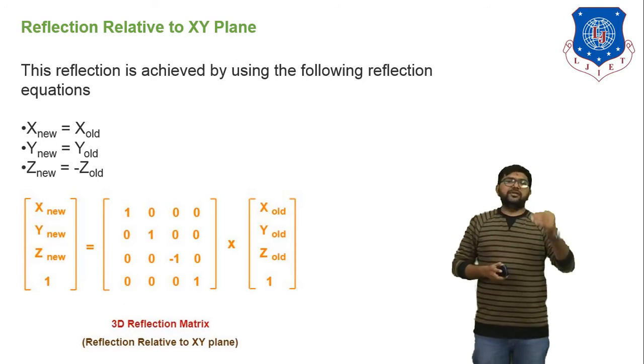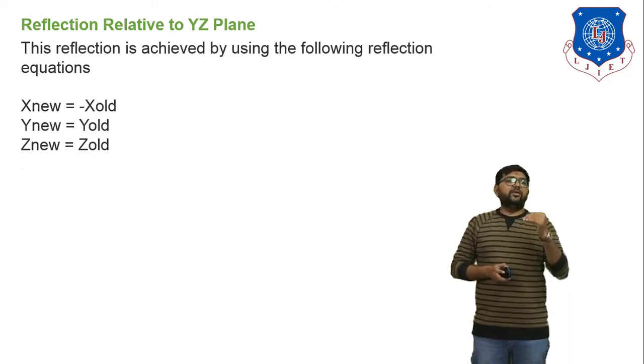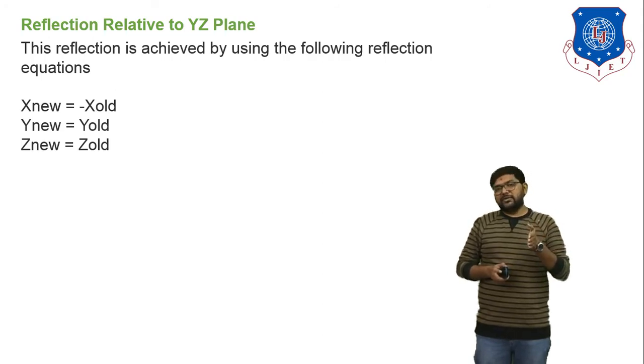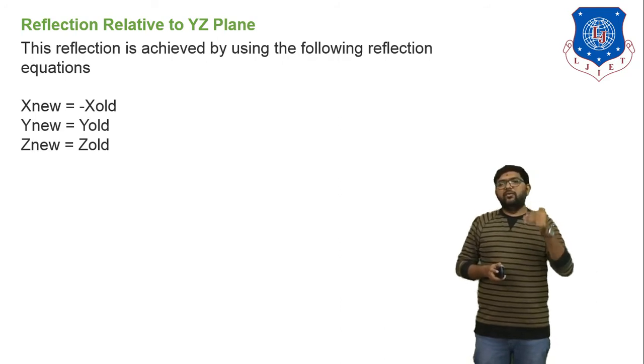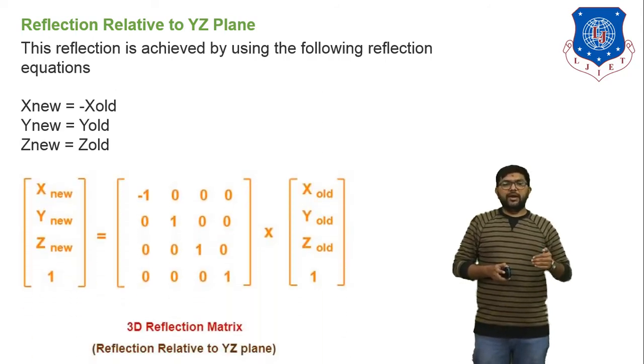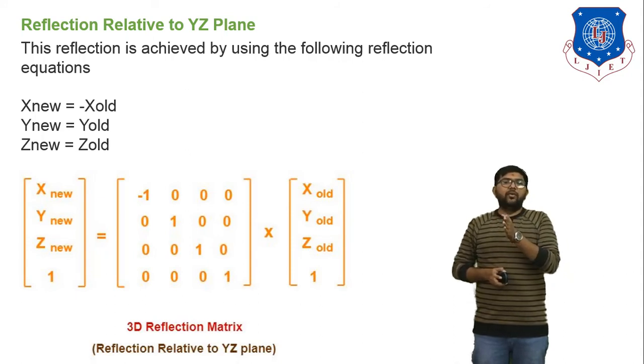Now the same process we have to repeat for the reflection about the YZ plane and the reflection about the XZ plane. Now reflection relative to the YZ plane. In the YZ plane you have to consider the X coordinate with a negative sign. So X new is equal to minus X old, Y new is equal to Y old, Z new is equal to Z old. Again you have to convert these three equations into matrix form like this: X new, Y new, Z new, and 1, equals the matrix minus 1 0 0 0, 0 1 0 0, 0 0 1 0, 0 0 0 1, multiplied by X old, Y old, Z old, and 1.